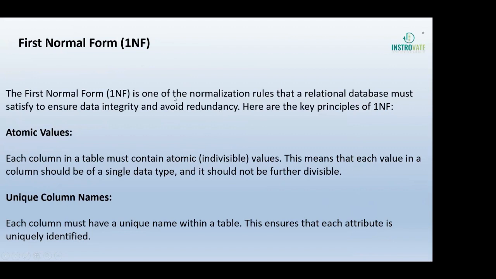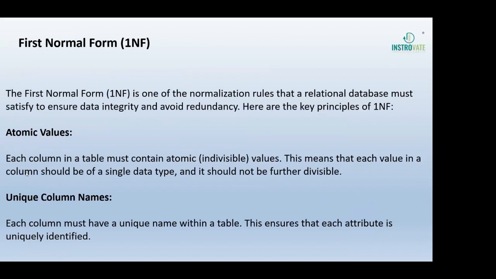The first normal form is one of the normalization rules that a relational database must satisfy to ensure data integrity and avoid redundancy. So the key principle for first normal form, first, is atomic values. Each column in a table must contain atomic, or individual, values. This means that each value in a column should be of a single data type, and it should not be further divisible.